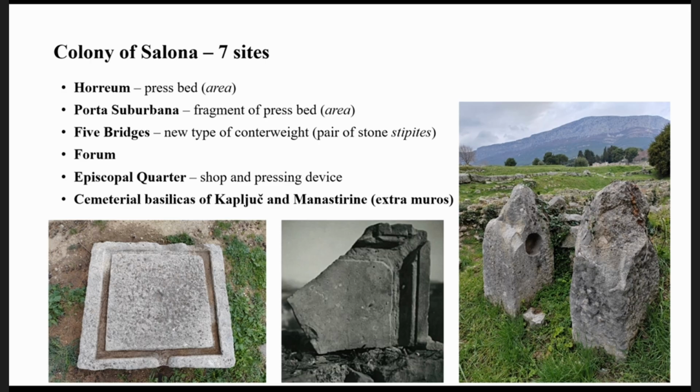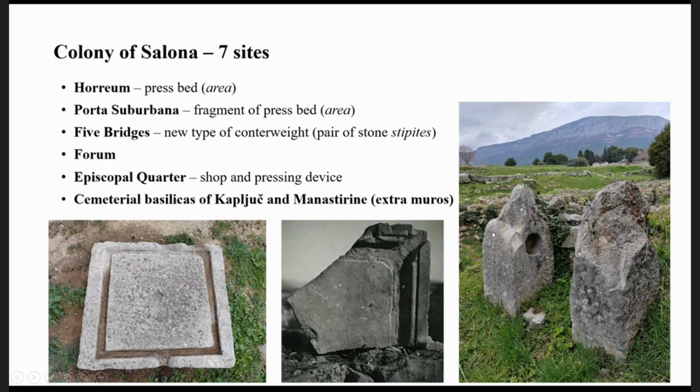So in Salona, there are 7 sites connected with the production of wine or olive oil. Here on the left, it's the press bed of a pressing device found near the Horreum. Next to it, it's a fragment of another press bed found near Porta Suburbana.